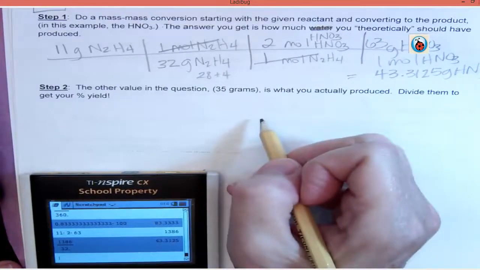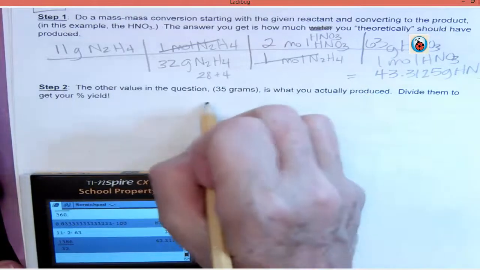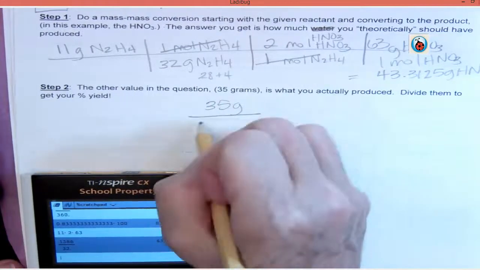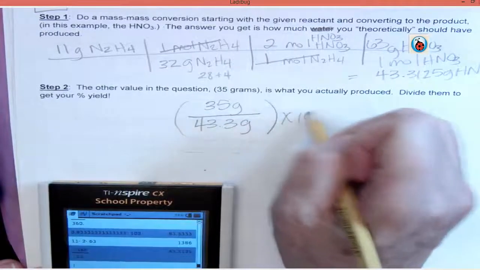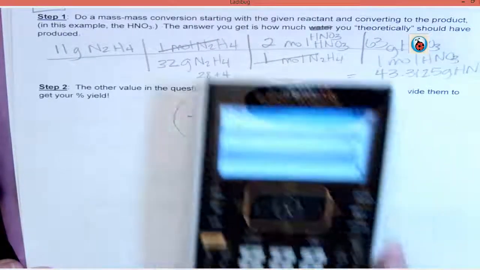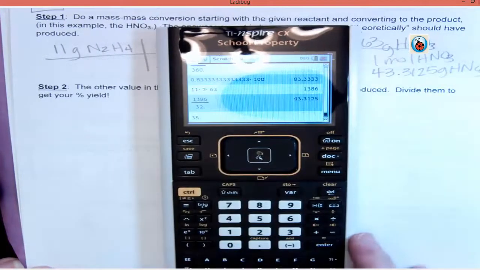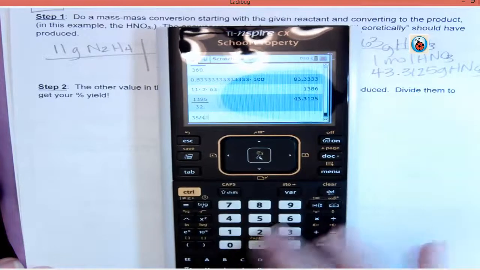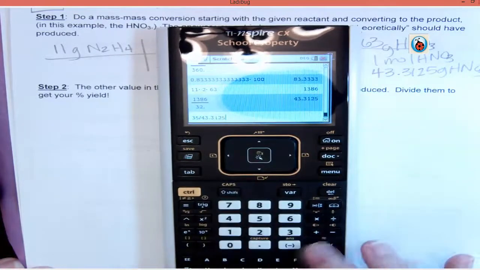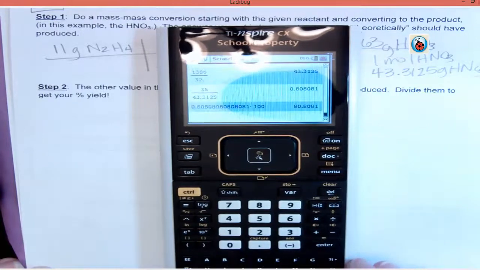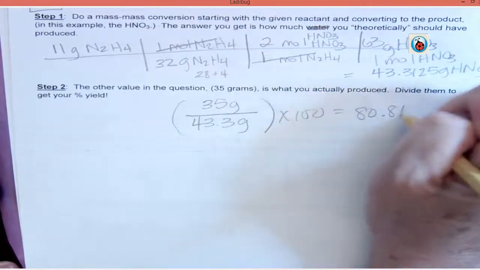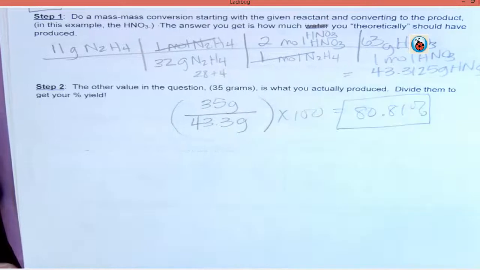What's actually produced is 35 grams of nitric acid over what you theoretically produced, times 100. So we've got, what did I say, 35 divided by this 43.3125 times 100. So there's our answer, 80.81. And again, it's a percent. So there's my percent yield.